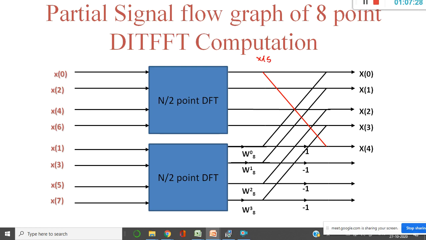X of 5 is nothing but g of 5 plus w8 to the power of 5 and h of 5. What is w8 to the power of 5? Can I write w8 to the power of 0 into w8 to the power of 1? Now what is w8 to the power of 4? It is nothing but minus 1. I can write this as minus w8 to the power of 1.